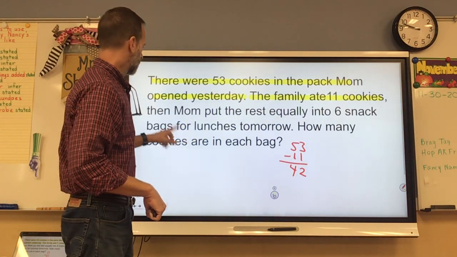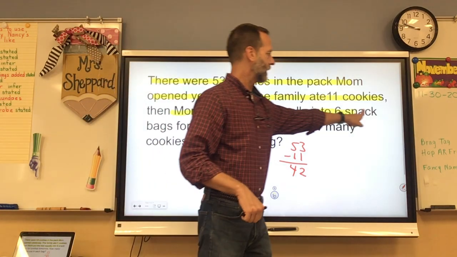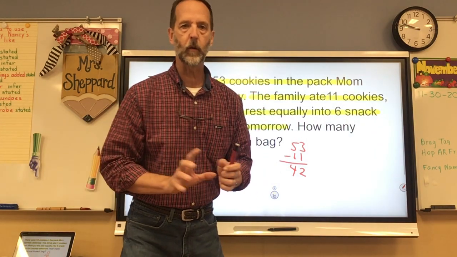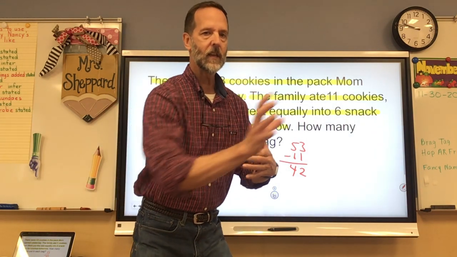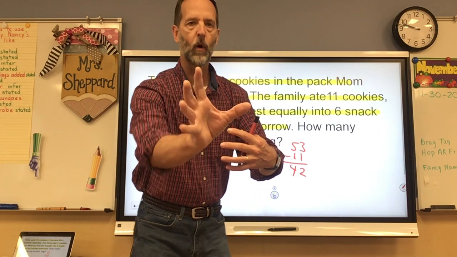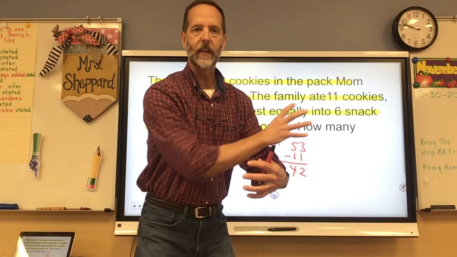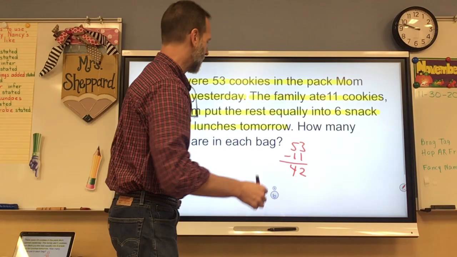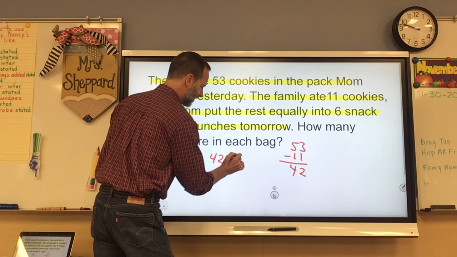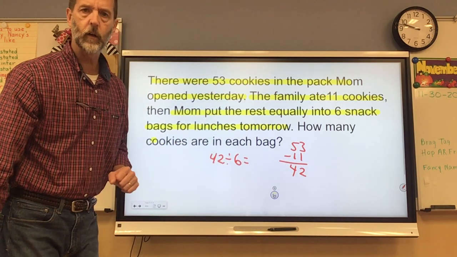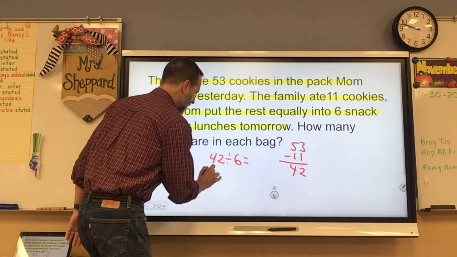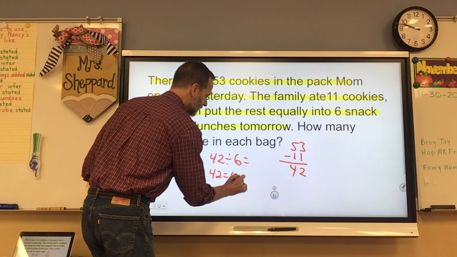Okay? Now what happens? Mom put the rest equally into 6 snack bags for lunches tomorrow. 42 cookies. She said, I'm going to put them into 6 bags equally. What happens when you take a big amount and you put it equally into smaller parts? We just did it on the last one. That's division again. So we're going to take our 42 things and divide them into 6 groups or 6 bags. And again, we want to think, 42 is equal to 6 times what?